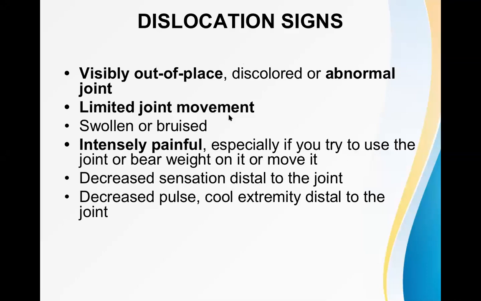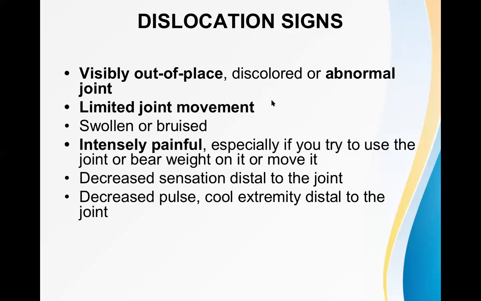Now, what are the signs during physical examination? What findings do we get in dislocation of the joint? The most important one is an abnormal joint, or in other words, the natural contour or natural shape of that joint is distorted. In other words, it looks visibly out of place. Okay, an abnormal type of joint.